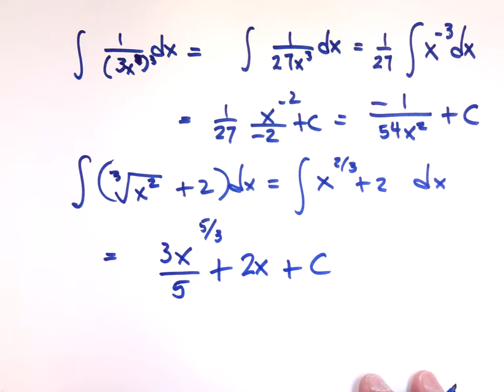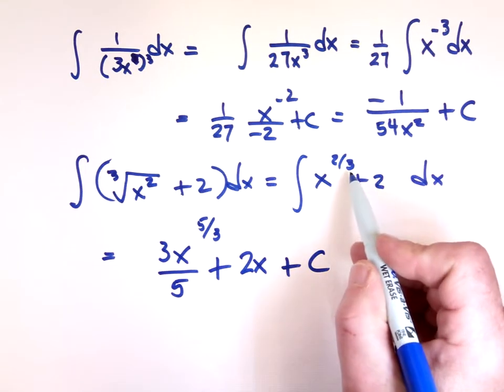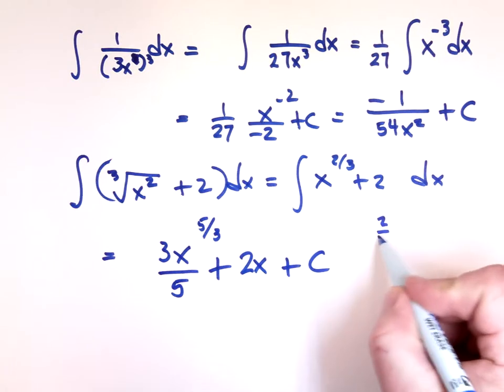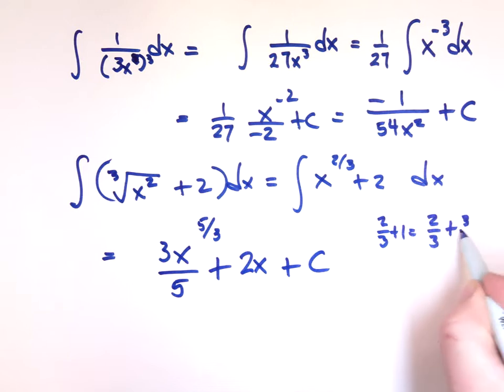No, how did you get the 3x with the 5/3 exponent? Okay, this is 2/3 right now, and the rule is to add 1 to that 2/3. And when you add 1 to 2/3, you're going to have to add 1 in the form of 3/3 to get 5/3. Got it. Okay, that's what you got to do.